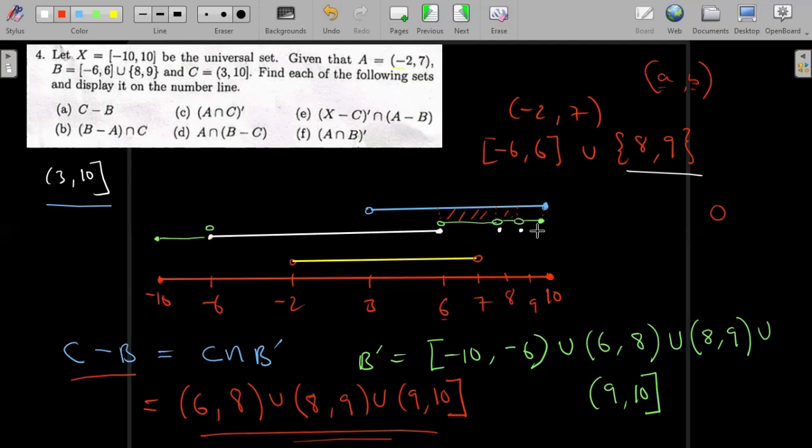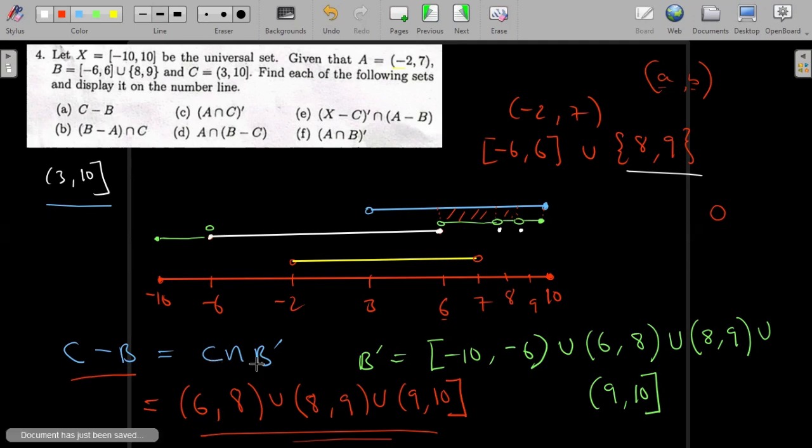That's why we didn't put a line up to there. So we just put those points 8 and 9. Then when it comes to C, it is open. So we see it's open at 3 and closed at 10. So we moved from 3 to the set 10.